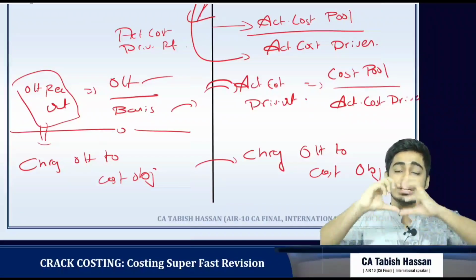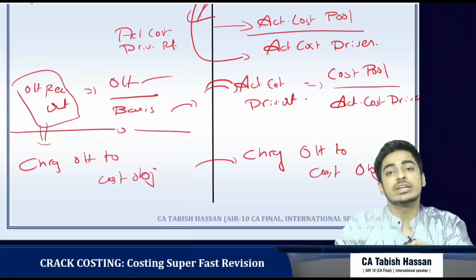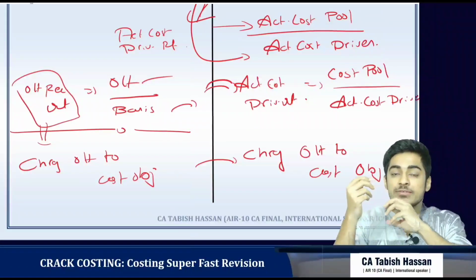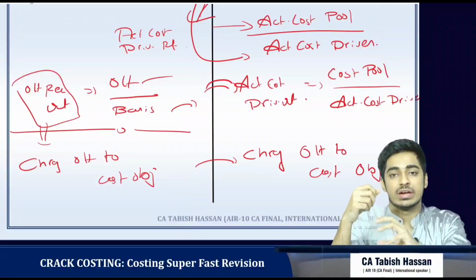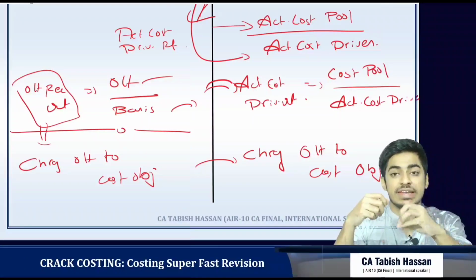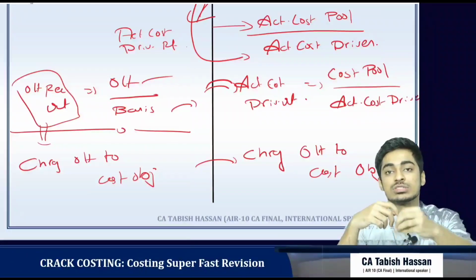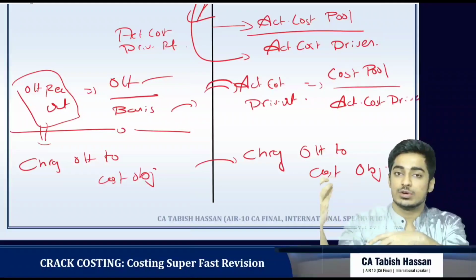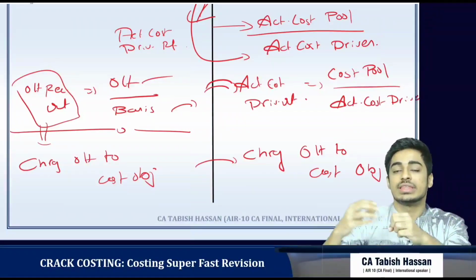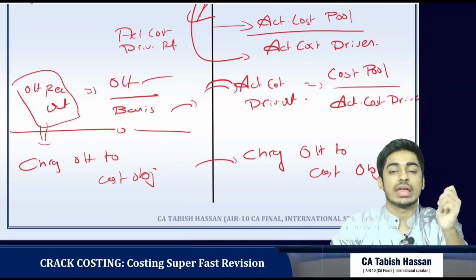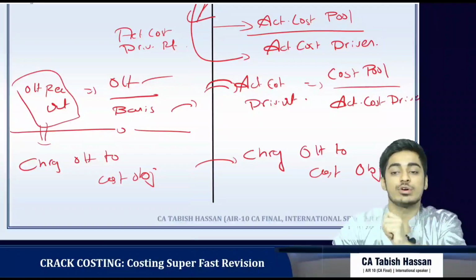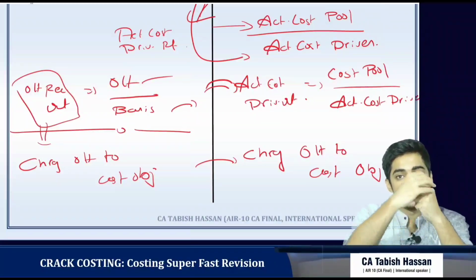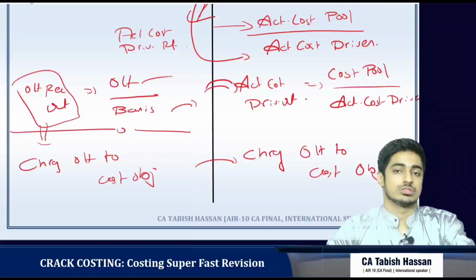First, we get the total overhead activity wise. How do you do that? We do allocation, then apportionment, then do the reapportionment. Then we compare it with the suitable basis to get the overhead recovery rate. So what do we call overhead recovery rate in activity based costing? We call it the activity cost driver rate. And what do we call the total overhead for activity? We call it the activity cost pool. And what do we call the basis? We call it the activity cost driver. So activity cost driver rate is equal to activity cost pool divided by activity cost driver. So we've got the recovery rate. Based on this, we charged the overhead to the cost object. Simple.